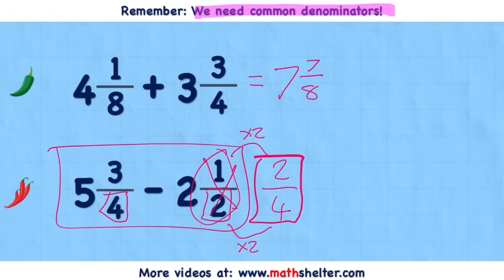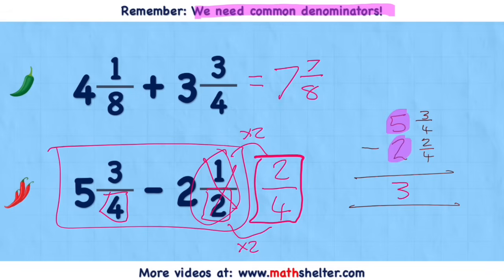So now when I stack them up, I have 5 3/4, subtract, don't forget, 2 2/4. So let's start with my whole number. I have 5, subtract 2, which leaves me with 3. And because I'm subtracting quarters, 3/4 subtract 2/4, I know I'm going to end up with something quarters. And now I can just subtract my numerators. 3 subtract 2 is 1. So my answer is 3 1/4.